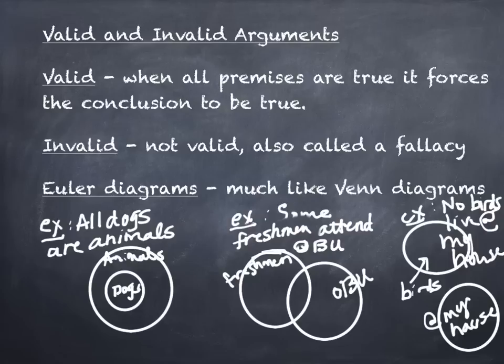So does anyone see the 3 keywords? There's one keyword in each of these descriptions for how you're going to draw one of these diagrams. All, some, and none. So when we see those phrases, they tell us what our diagram is going to do.